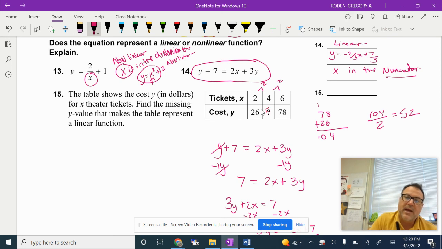So this number is halfway in between, and since we know it goes up by the same thing each time, it has to be halfway in between. So this is going to be 52, because that would make this go up by the same thing every time, right? And so that's what it would be, 52 right there.